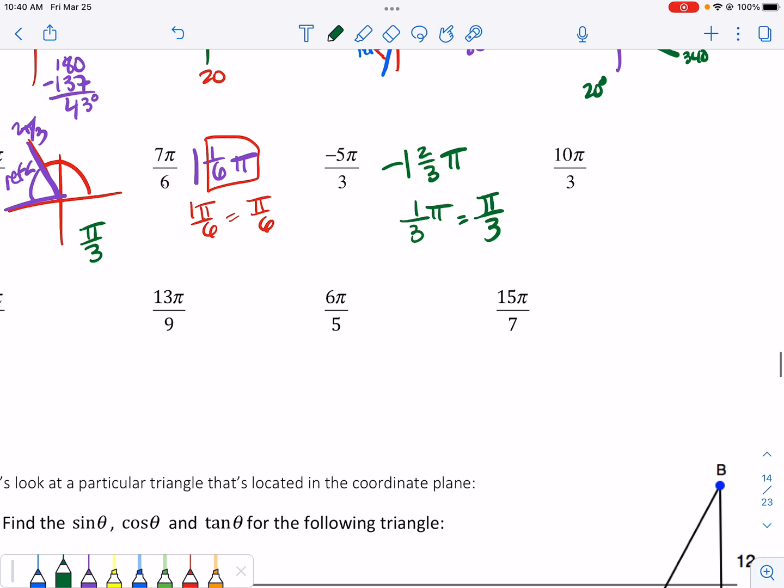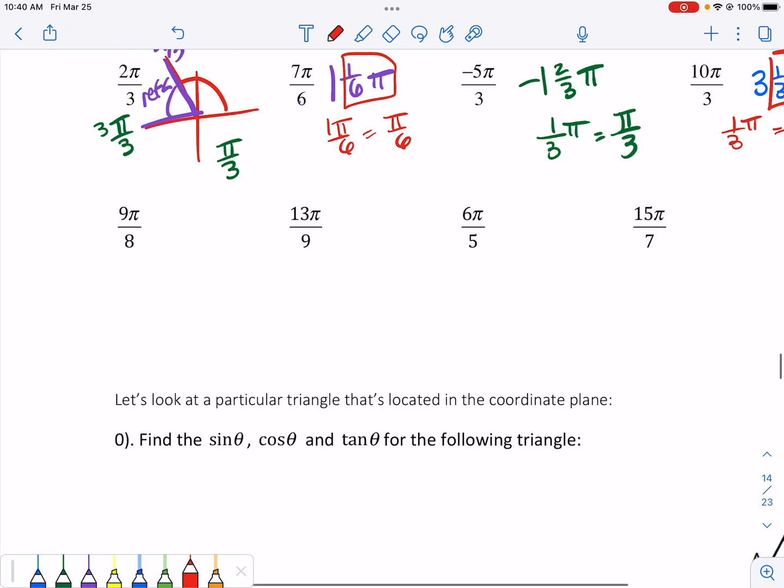Now, if we look at 10 pi thirds, we can do 3 goes into 10 3 times, and I have 1 left over, so that's 3 1/3 pi. Okay. So then I'm saying, okay, well, is it closer to 3 or is it closer to 4? Well, half of 3 is 1.5. 1 is smaller than 1.5, so that means that it's closer to 3. Well, how far past 3 did we go? Well, we went past 3 by 1/3, so our reference angle is 1/3 pi, which is the same thing as pi thirds.